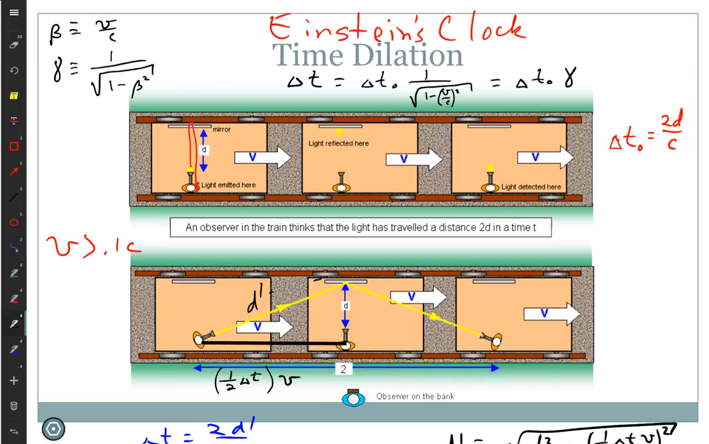Important things: gamma is always a value that's greater than or equal to 1. It has no maximum limit, and has a minimum value of 1. The faster you go, the higher gamma. The larger gamma, the bigger the difference in the time between the ticks of the clock.